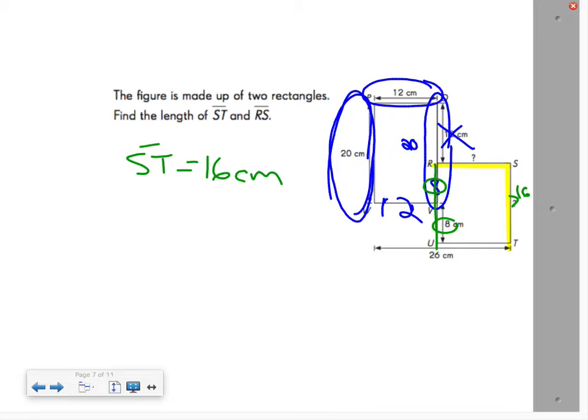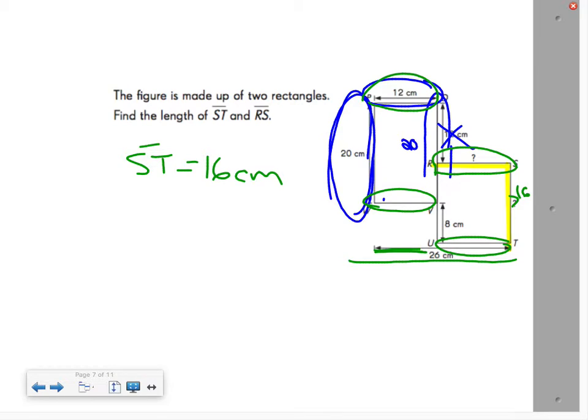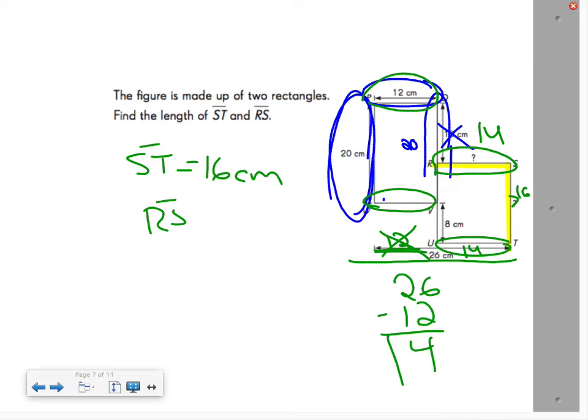Well, if it even helps you, like if you're doing it and you're like, there's too many numbers and you want to erase them, go for it. The whole bottom here is 26, but I don't want the whole bottom. I only want this piece, which I know is going to be the same as this piece. And if I'm looking here, this piece is the same as this piece, which is the same as this piece, so that has to be 12. Well, if I have 26, I need to get rid of my 12. And I have 14, so then I know that RS must equal 14 centimeters.